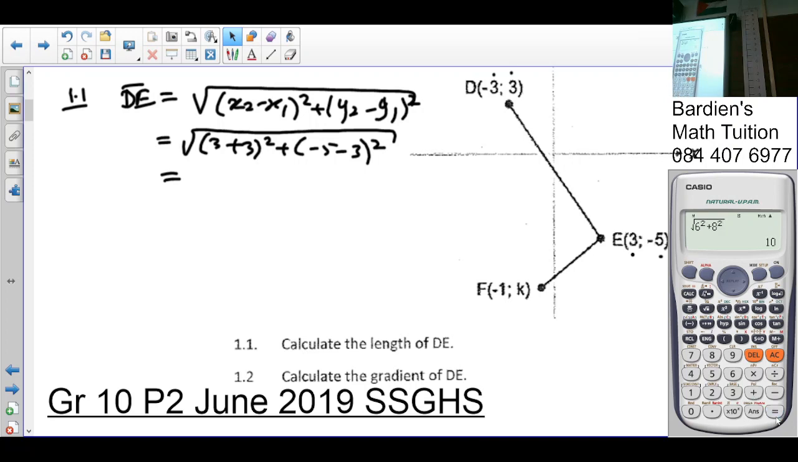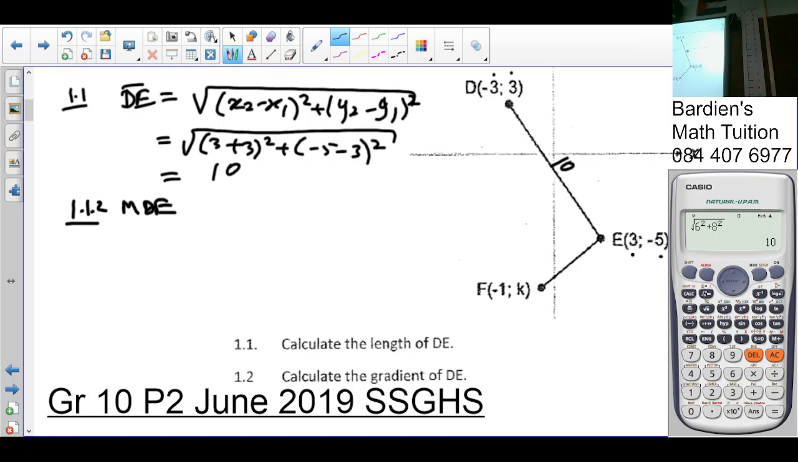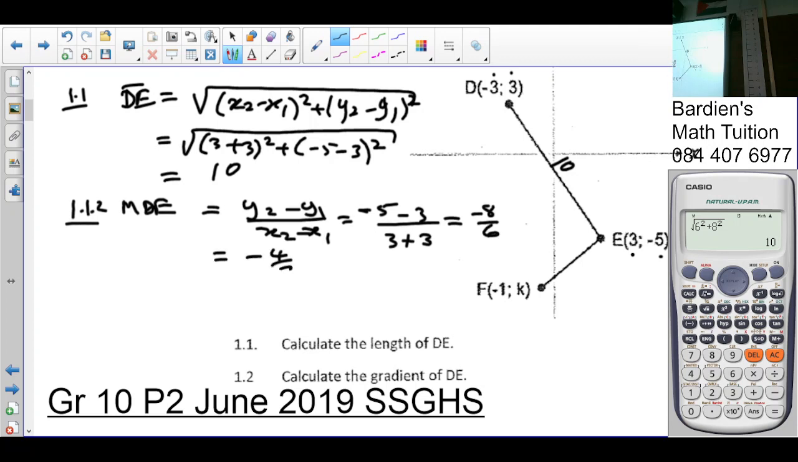Did it give you 10? Then the question says calculate the gradient of DE. So how do you work out gradient? It's y2 minus y1 over x2 minus x1. So you go negative 5 minus 3 over 3 minus 3. There's negative 8 over 6, which is negative 4 over 3.